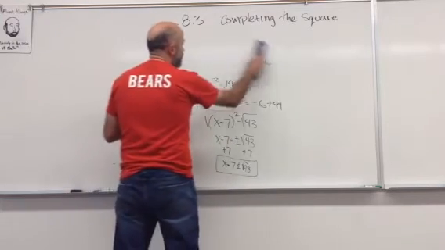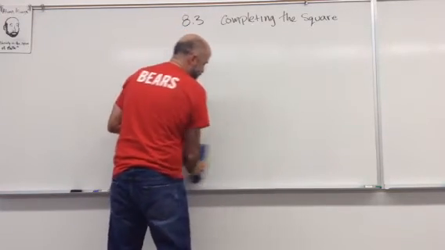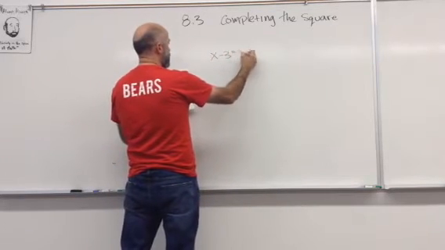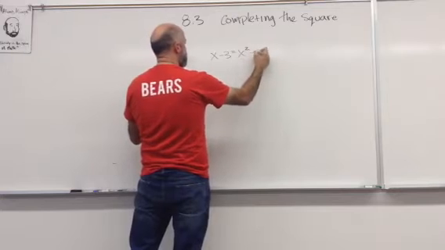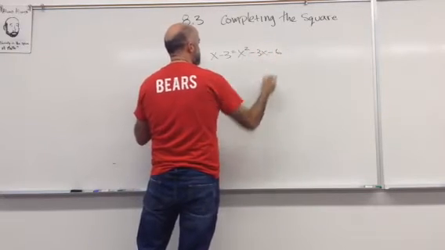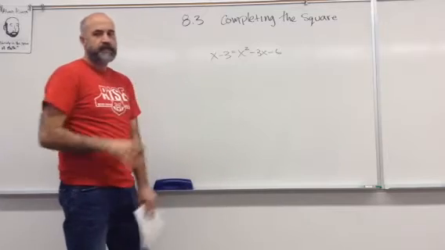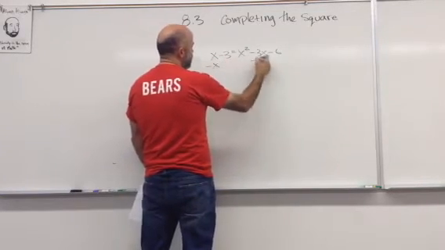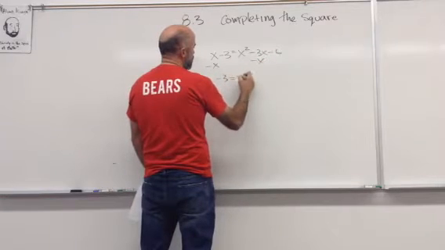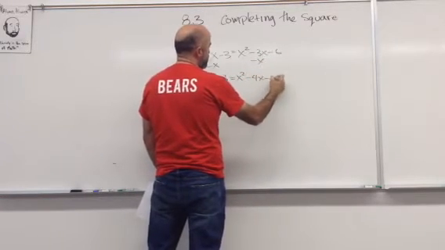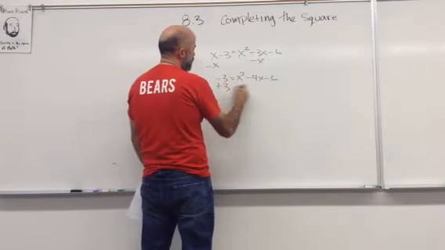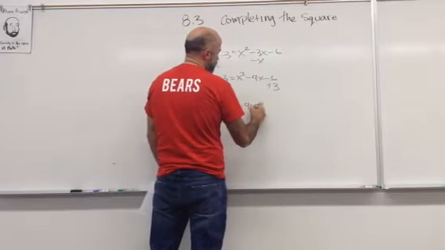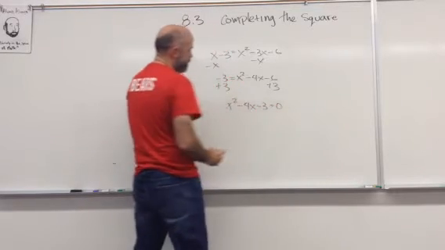I think we should try 2 more. Let's try the last one in your notes. x minus 3 equals x squared minus 3x minus 6. I'm going to move everything to the same side, put it in standard form before I move along. I'm going to minus x from both sides. Negative 3 equals x squared minus 4x minus 6. Add 3 to both sides. x squared minus 4x minus 3 equals 0.